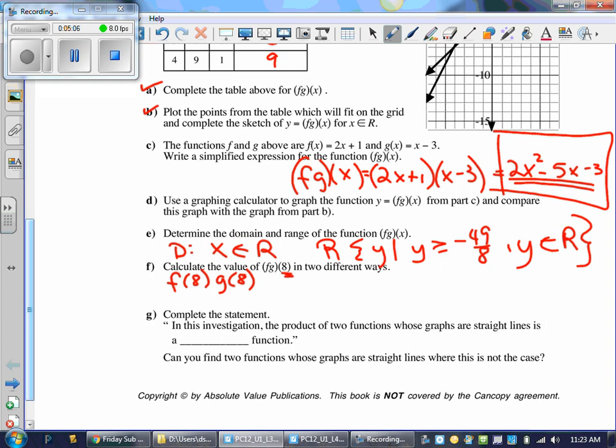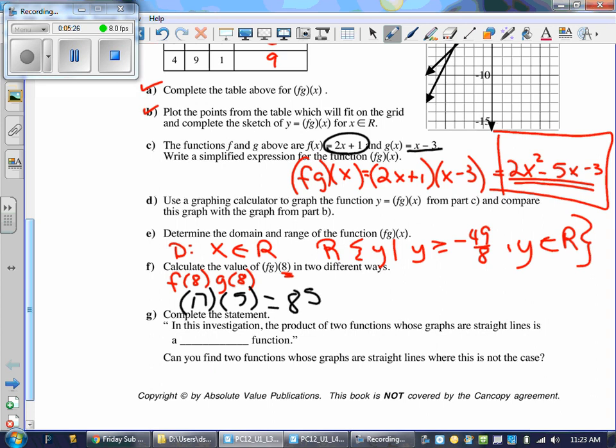So I would just take 8 and plug it into 2x plus 1. This 2x plus 1, just put 8 in there, so 16 and 1 is 17. And we're going to put this 8 into g of x, which is x minus 3. So that's 5, because 8 minus 3 is 5. And when I times those together, I get 85.